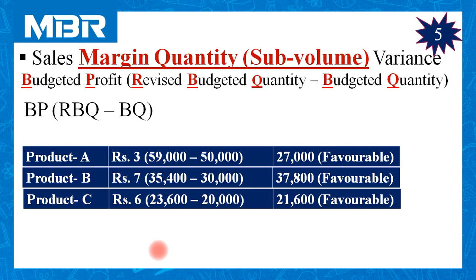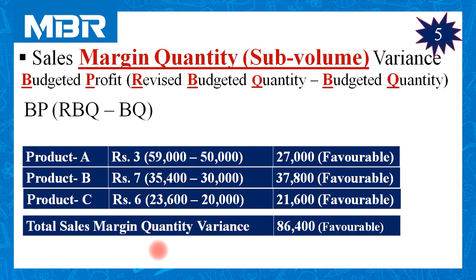After discussion of this many questions, I don't want to discuss anything in detail because the mechanism of the solution, application of the formula remains the same in all the questions. You can check total sales margin quantity variance on the basis of the sales margin quantity variances for product A plus B and C. It is rupees 86,400.